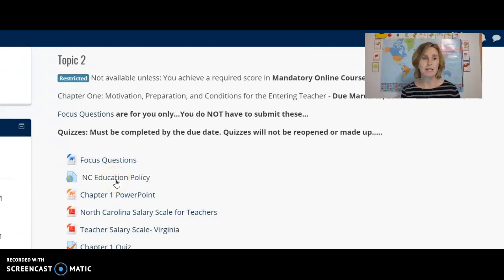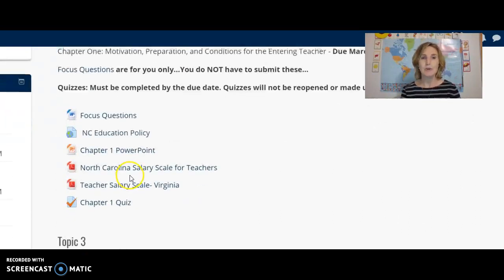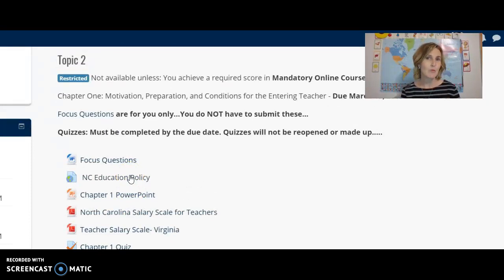So we're going to scroll on down, and then the rest of your Moodle is going to be very self-explanatory. You're going to go through, each chapter is outlined the same way. You will have focus questions, which are just questions for you to ponder as you read. It's a lot of reading, so that will kind of help you hone in on what it is you need to really be thinking about as you're reading.